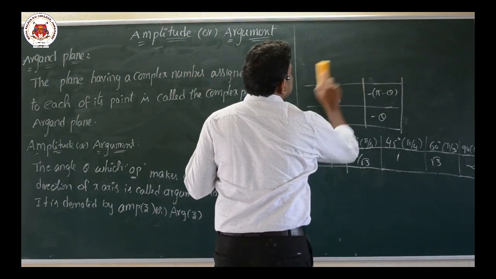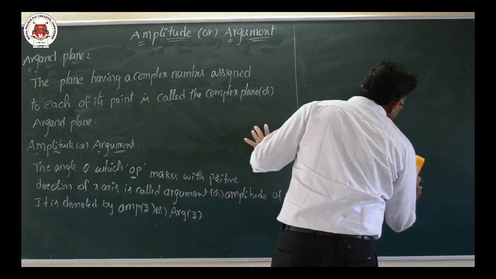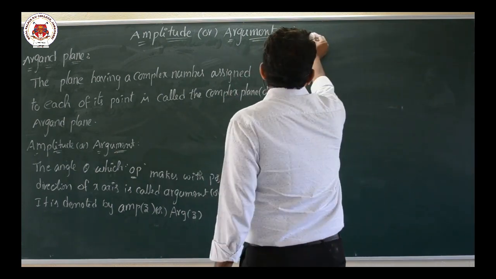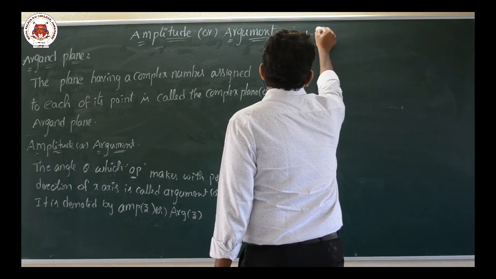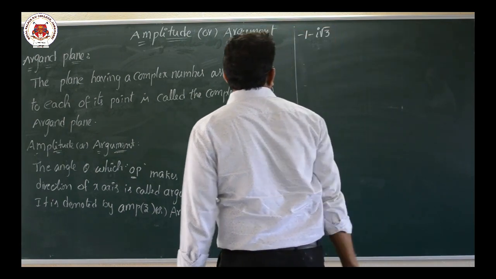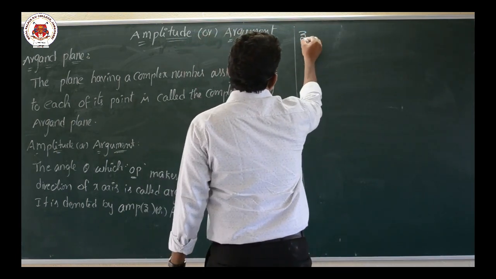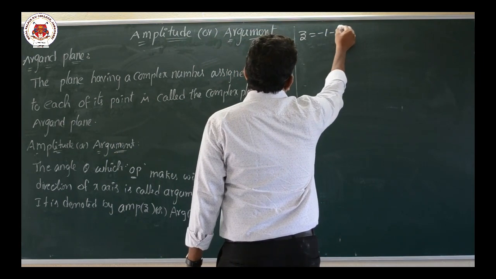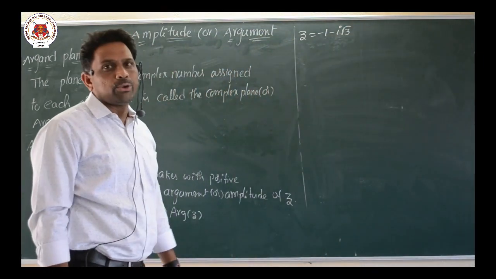I'm taking the example and finding how to find the arguments. So first of all, finding the argument. First I'm going to take minus 1 minus i root 3. This is the first one I'm going to take. So z equals minus 1 minus i root 3.